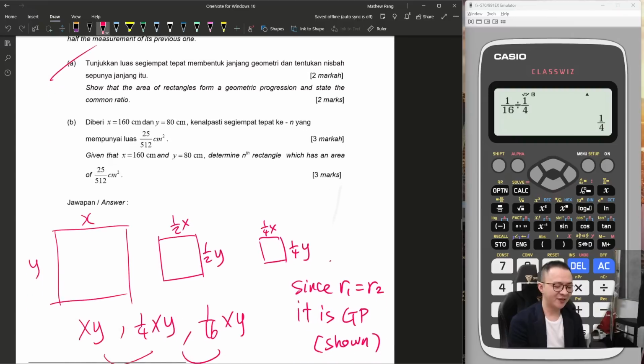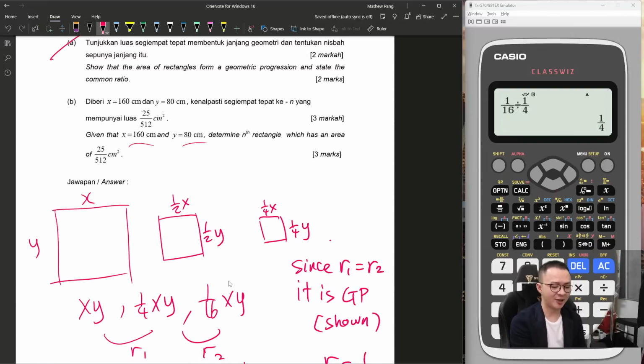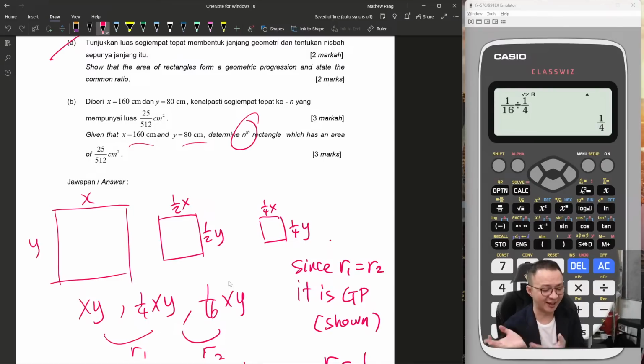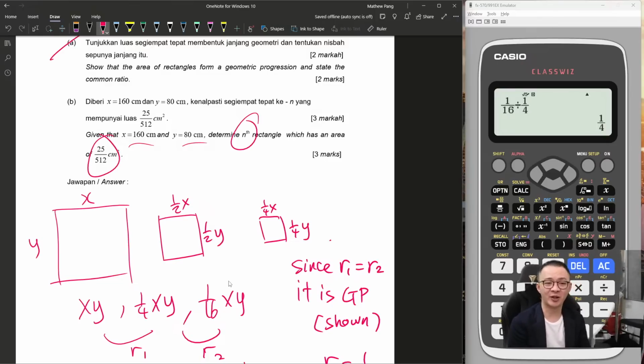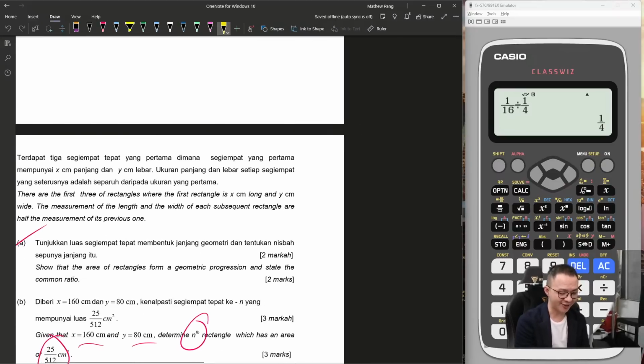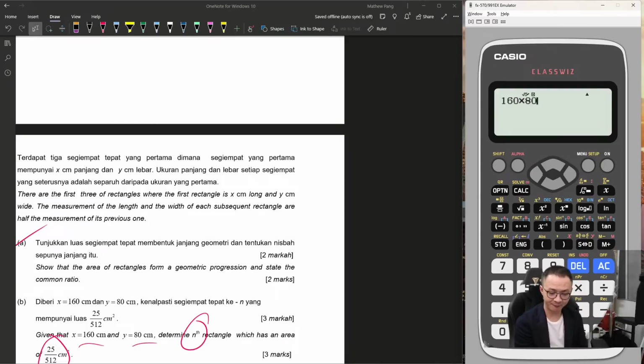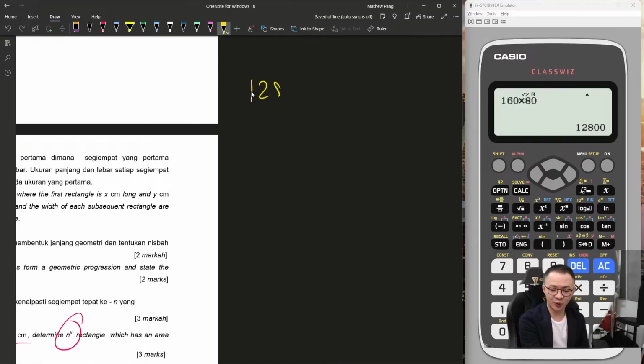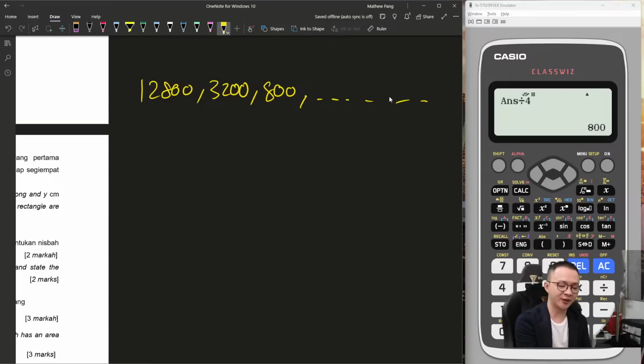Okay, given x equals 160 and y equals 80, determine the n rectangle which has the area 25 over 512. So we form the GP equation, right? The first term is x times y, so 160 times 80. So the first term is 12800. Since I know r is 1 over 4, I divide by 4 to get the next term, 3200. Then I divide by 4 again to get the next term, 800, and so on, until a certain term where I will get 25 over 512.